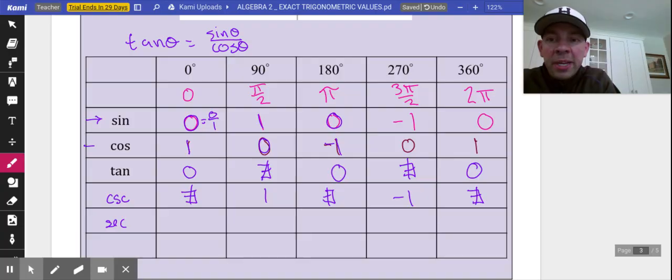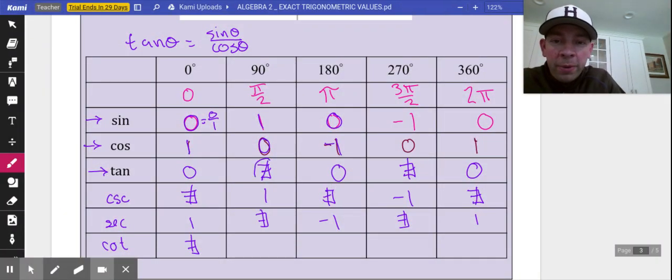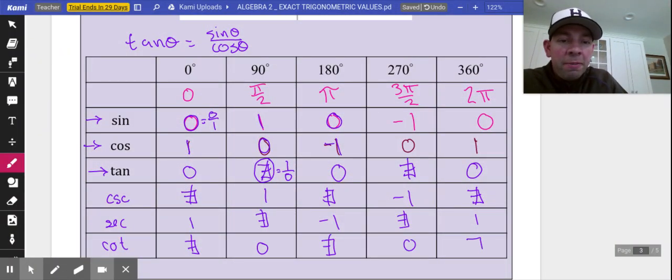Secant, so I'm reciprocating this row, is going to be 1, undefined, negative 1, undefined, and positive 1. And then last but not least, we'll reciprocate cotangent. So we've got undefined. This is a funny one. How do you flip that? Well, pretend like it's 1 over 0 for now. So when you flip it, it becomes 0 over 1, which is 0. And then we'll get undefined, 0, undefined.